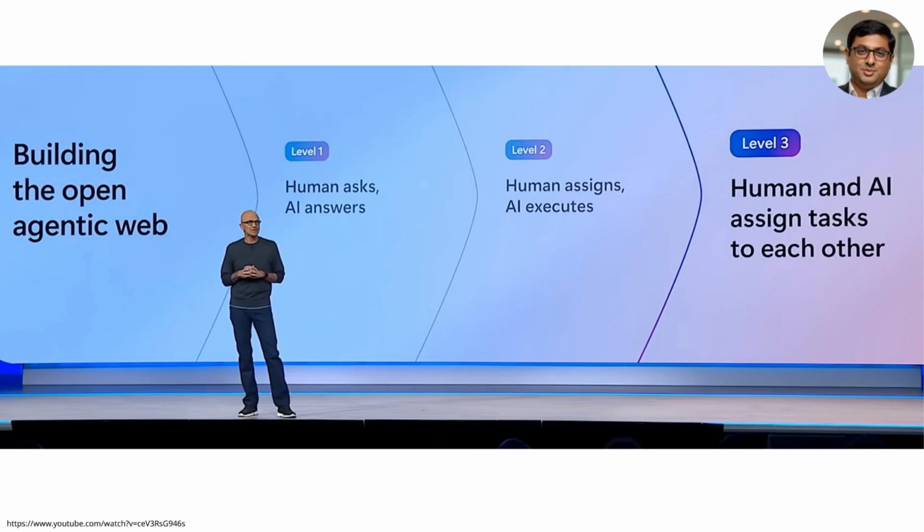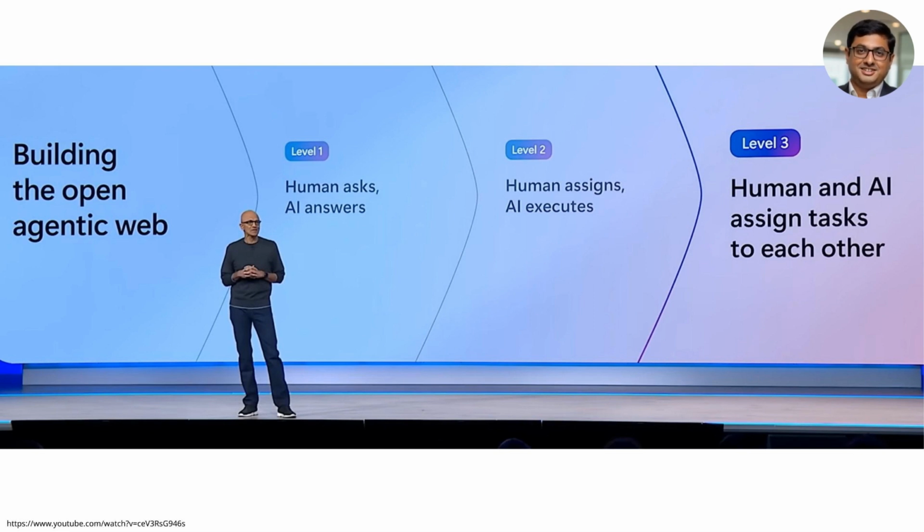According to Microsoft, workflow automation with AI is evolving across 3 distinct levels. Level 1, the human asks, and the AI answers, like what we experience today with tools such as ChatGPT. Level 2, the human assigns a task, and the agentic AI executes it, moving from simple question and answer to autonomous task completion. Level 3, this is the next frontier, where both humans and AI will assign tasks to each other, collaborating more like peers than tools.